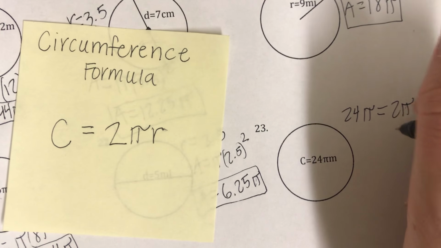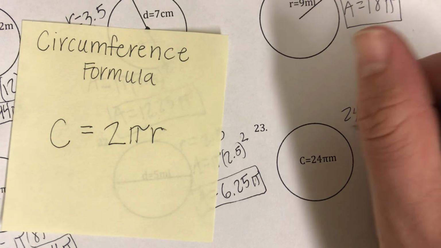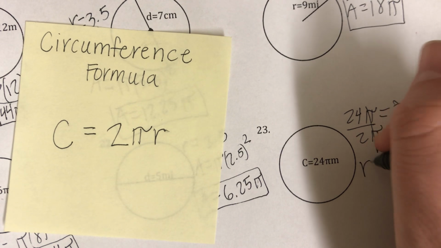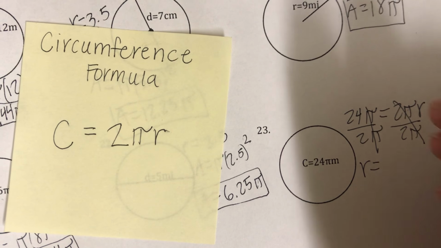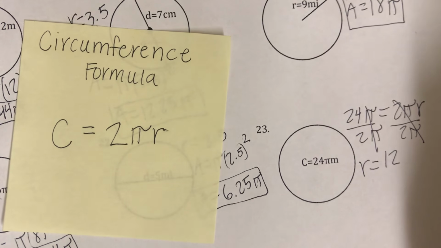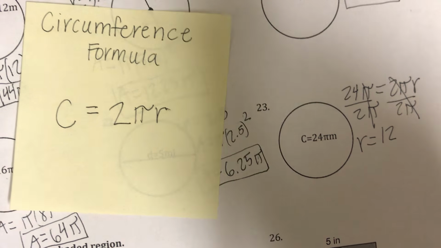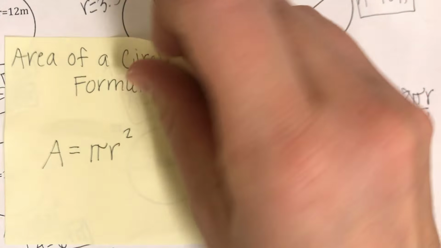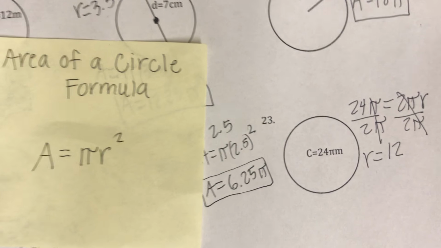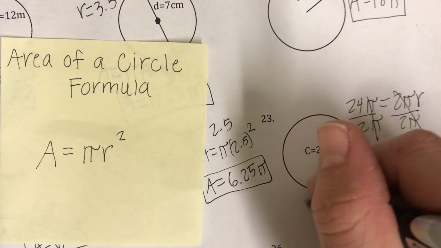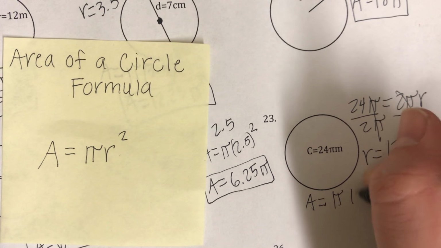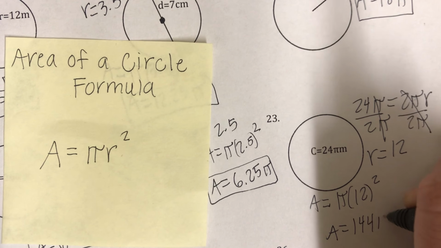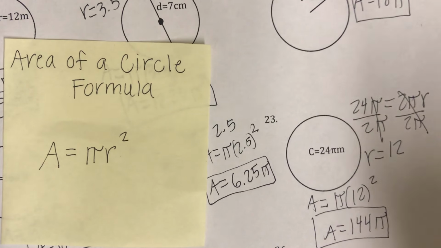Now to get r by itself, I divide both sides by 2 pi. My pi's cancel out right there. This cancels out over here, and I'm left with r is equal to 24 divided by 2, which is 12. Now that I know my radius, I'm going to plug it into my area formula so I can find the area of this circle. So I get area is equal to pi times 12 squared, and 12 squared is 144. So my answer is area is equal to 144 pi.